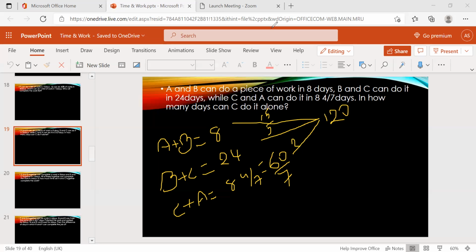And for 60 by 7, 120 divided by 60 by 7 is nothing but 14. This is nothing but 14. Now we got the individual efficiencies of the total three.